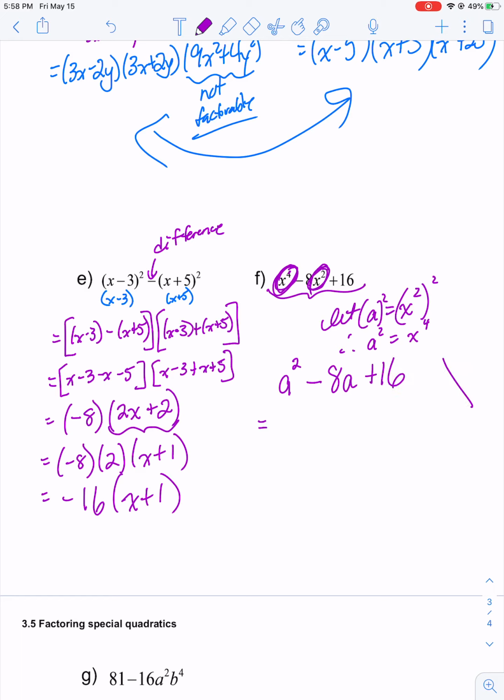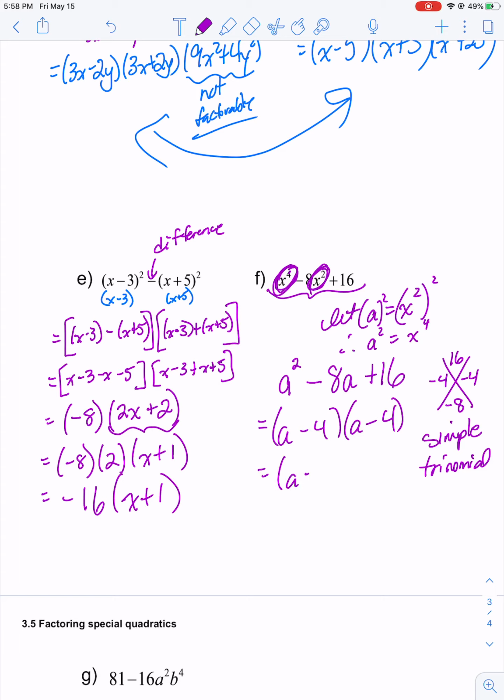This is a trinomial. Two numbers that multiply to give you 16, add to give you negative 8. I believe those two numbers are negative 4 and negative 4. This is a simple trinomial. So with a simple trinomial, you can go right to the brackets. With a complex trinomial, you have to go through decomposition. So since those are the two brackets, that's just a minus 4 and a minus 4, which is a minus 4 squared.